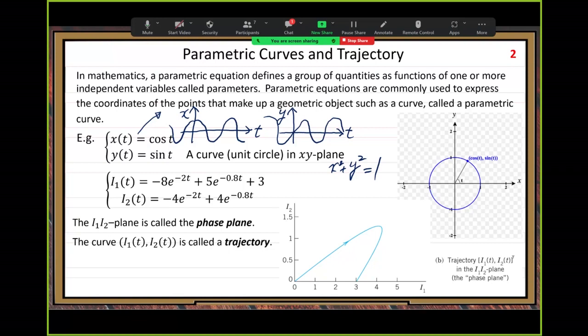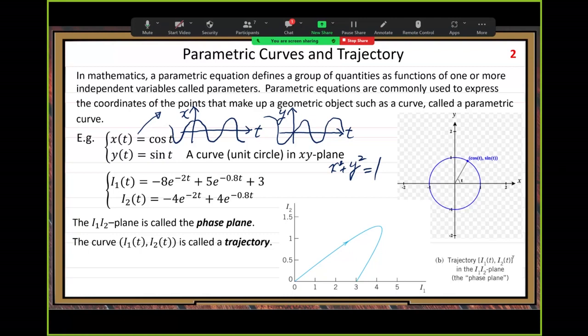The curve is a trajectory. But that is only one of the trajectories. Why is there only one here? Because this is only one special IVP problem. Can we change the initial condition to get another I1, I2 solution? When we change initial conditions, we get another trajectory.